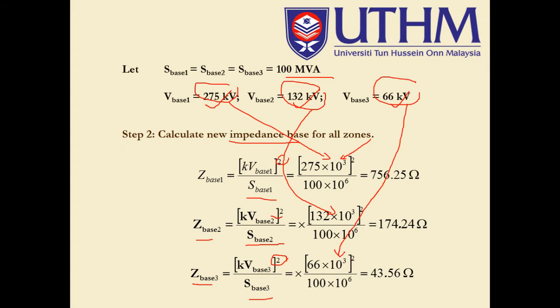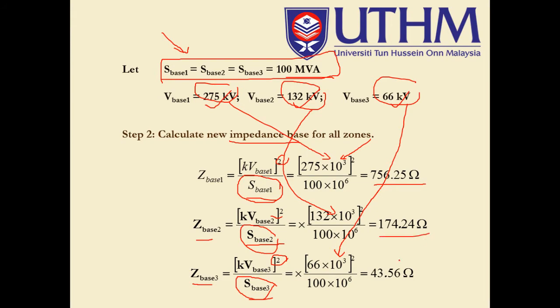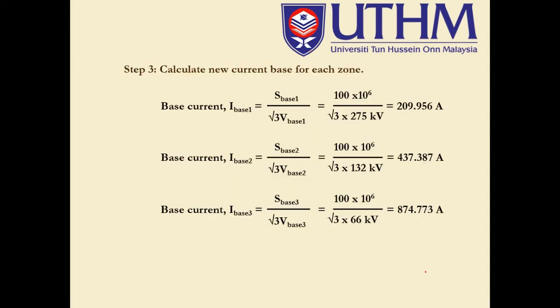With identical value of S base, S1, S2, S3 as defined here, this 100 MVA, 100 mega volt ampere, this is the new base value for Z1, the new base value for Z2, and the new base value for Z3.